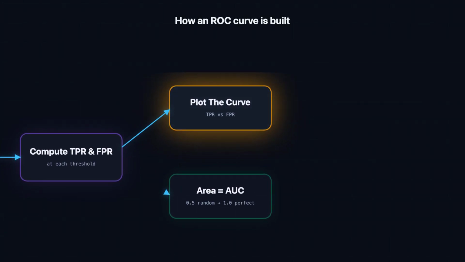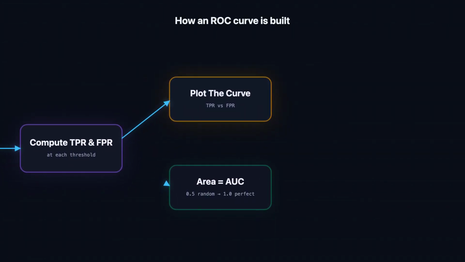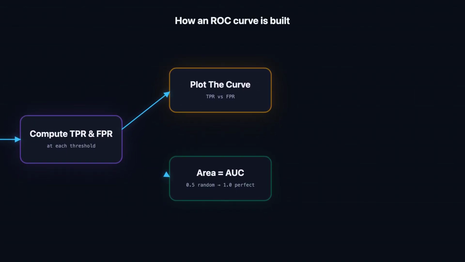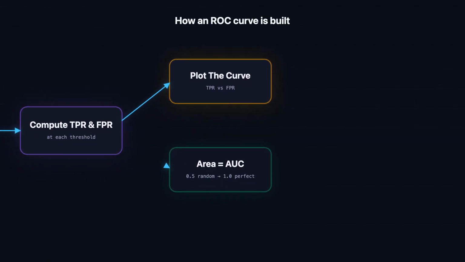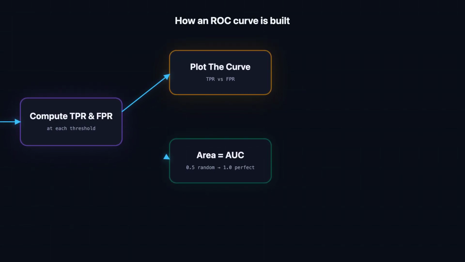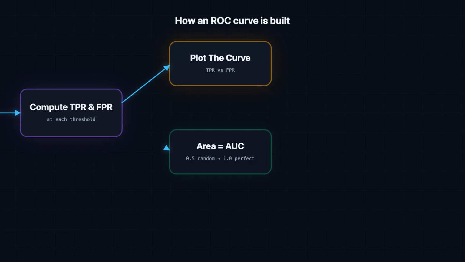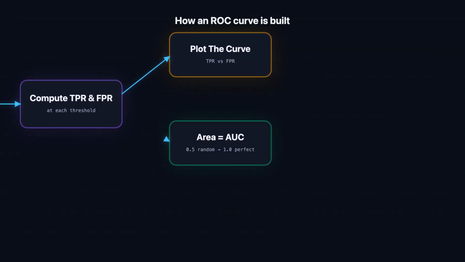Put the true positive rate up the vertical axis and the false positive rate along the horizontal one, and connect the dots as the threshold slides. That traced line is the ROC curve, and its shape tells the whole story.